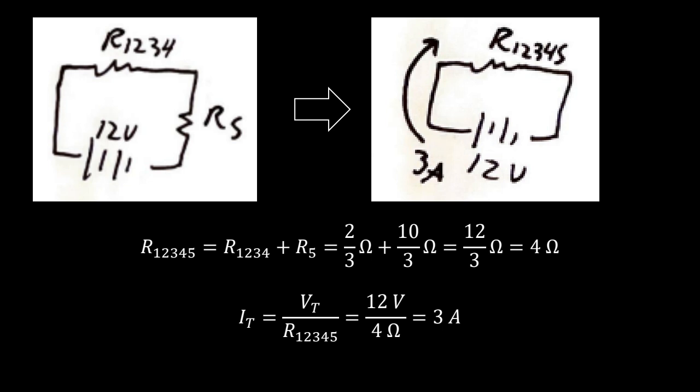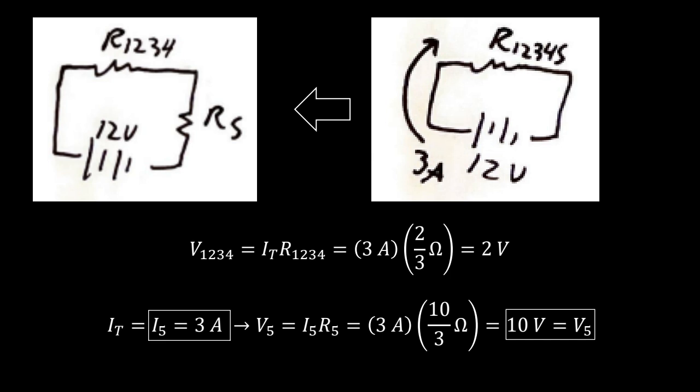Therefore, whenever we have one single path, we know that we have 3 amps flowing through any resistor on that single path. Therefore, we can calculate some relevant information. We know that there are 3 amps flowing through resistors 1, 2, 3, 4, and 3 amps flowing through R5. Because we know that there's 3 amps flowing through R5, we already have I5 right here.